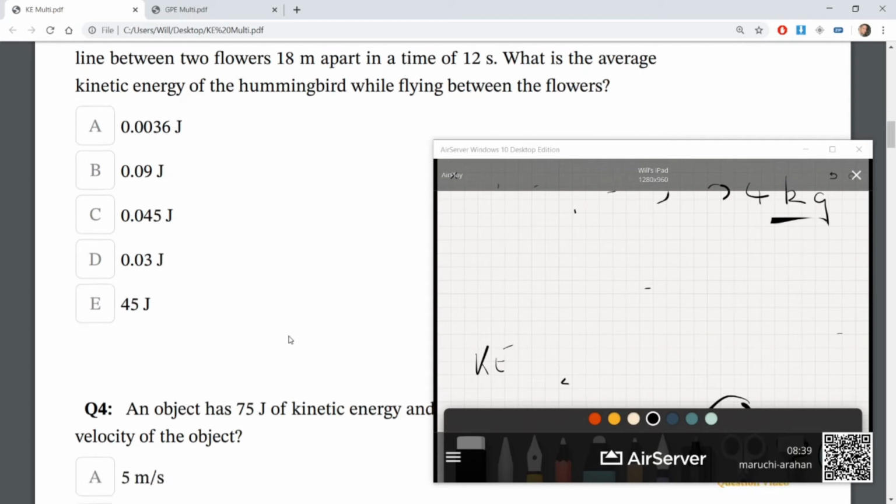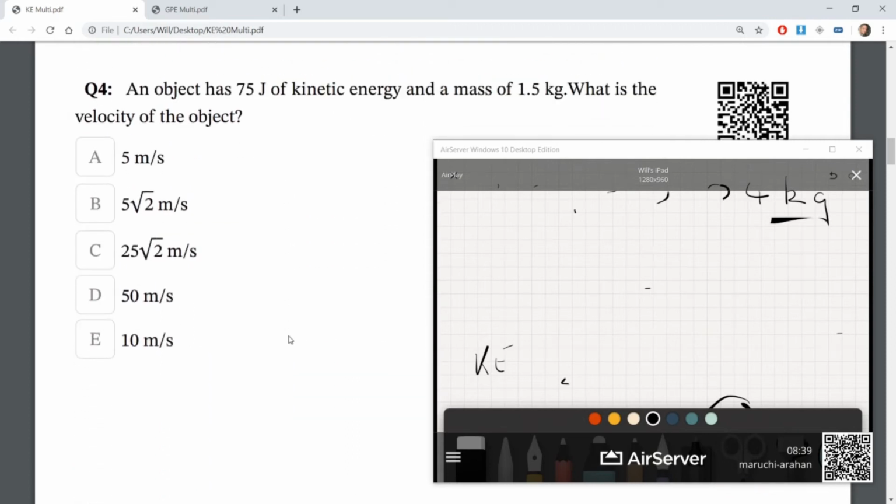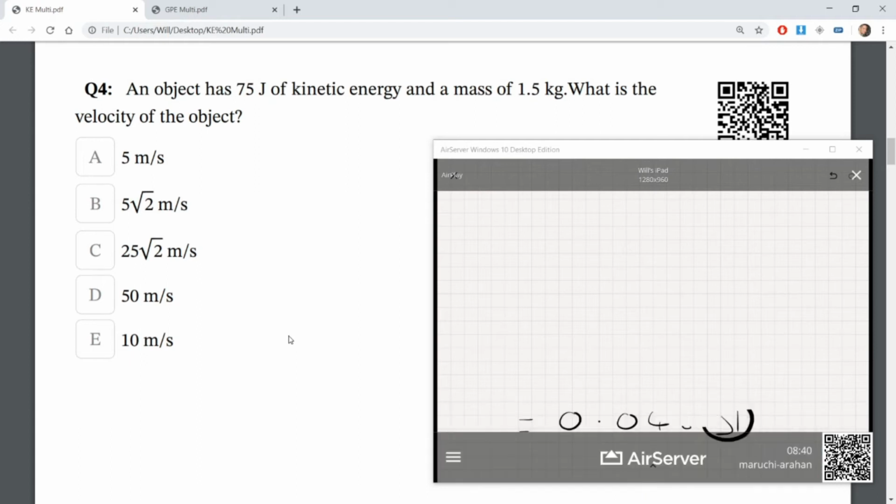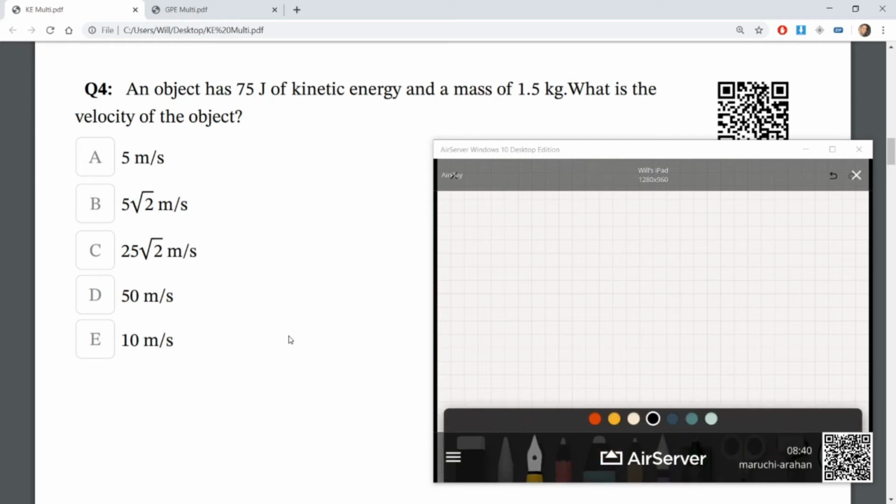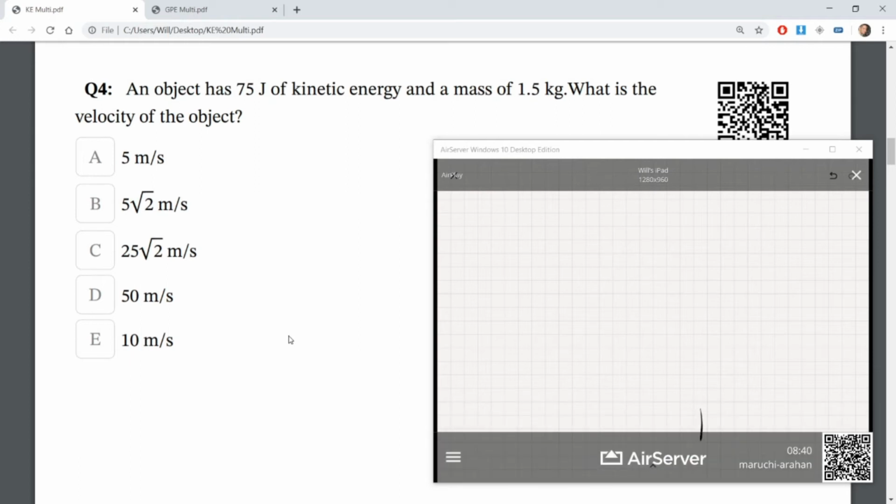Right then, next. Object of 75 joules kinetic energy and mass 1.5 kilograms. What is the velocity? So again, we're looking at rearranging the equation. We've started off with being given the kinetic energy, which is more often the thing we're trying to find out. So we've got 75 joules of kinetic energy equals half times 1.5 times the velocity squared.